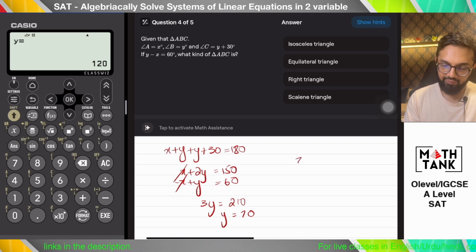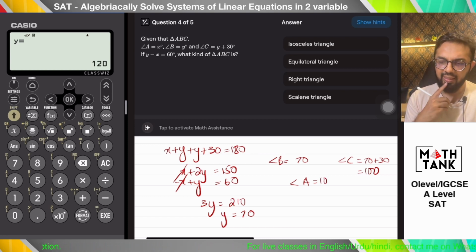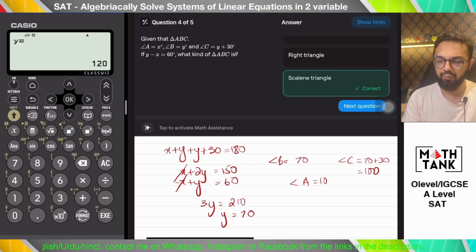And if it's 70, angle B is 70, angle C is 70 plus 30, which is 100, and then the three should add up to 180. That gives me angle A as 10. Okay, so 70, 10 and 100, it's not an isosceles because I need two angles equal, it's not equilateral either, and not right, so I go with scalene, which means that it has none of the properties of the above. Okay.